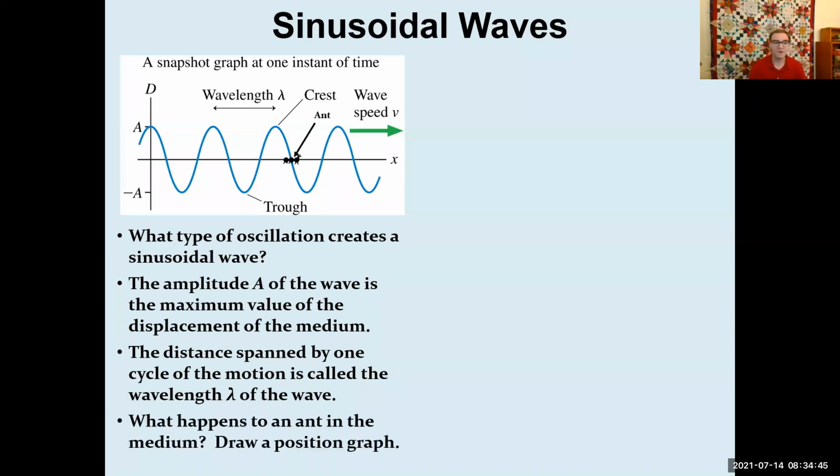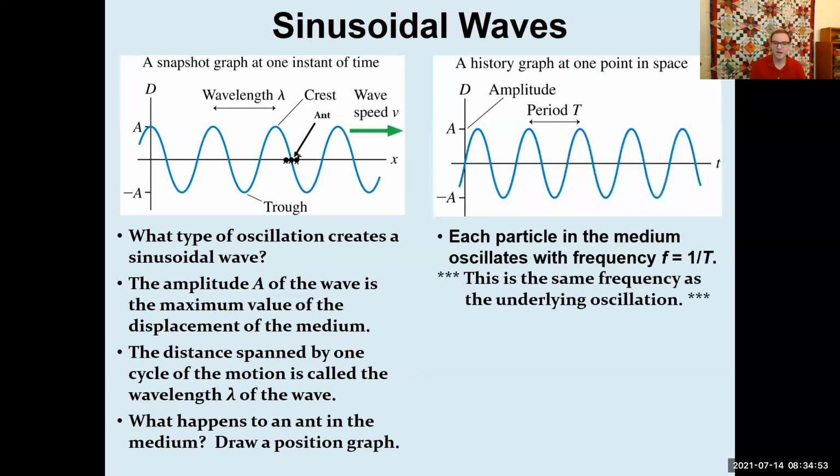And again, a question that we can ask here is, what happens to a little ant that is riding on this wave? And it's going to give us the other kind of graph, which again is called a history graph. Now we're zooming in on one point where the ant is located. And we're trying to capture how the displacement is changing with time. You'll notice that here we still get a sine wave. So again, sines and cosines are going to show up a lot throughout this part of the course.